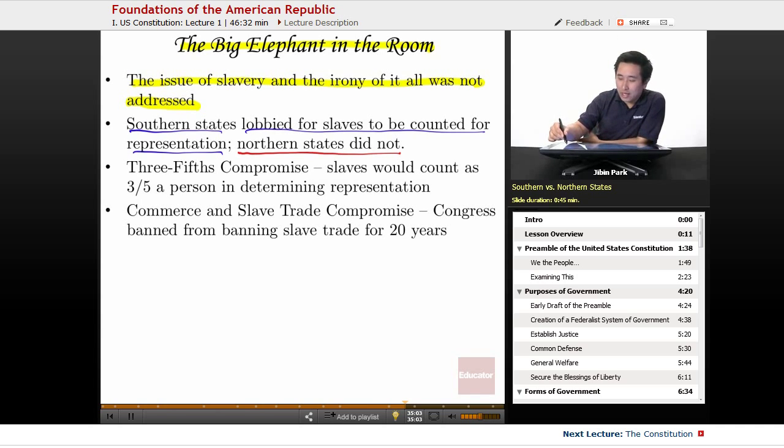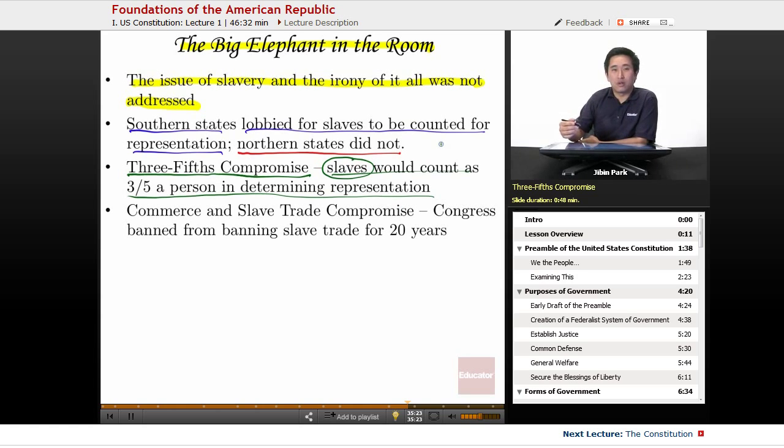And so basically what ended up happening was, I don't know the origin of why 3/5 seemed somewhat prudent, the 3/5 compromise. Slaves would count as 3/5 of a person in determining representation. Now, nowhere in the Constitution did it say that slaves were represented. They were referred to as other, non-citizens, so to speak. But it was understood that slaves would be counted as 3/5 of a person.